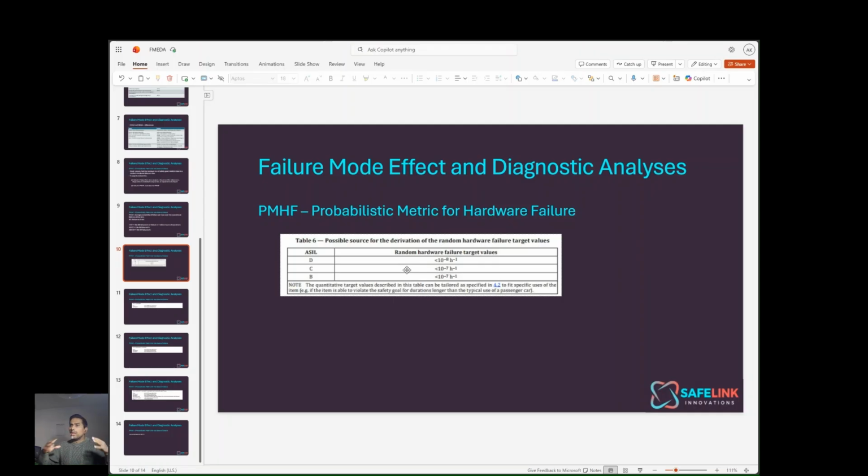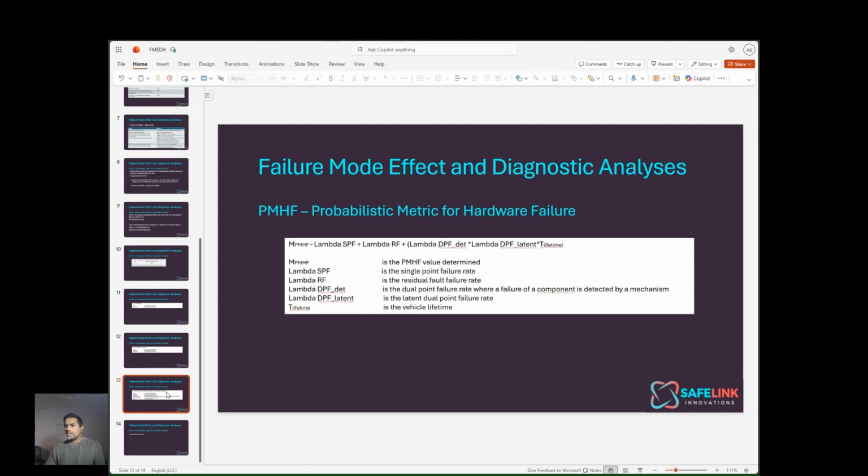Now, how do we do our calculations to achieve this target? Well, first of all, there is a formula for this. The total probability of failure should be less than 10 FIT or 100 FIT, depending on the ASIL. Now, let's break this formula down. This formula consists of three components. There is a lambda SPF, there is a lambda RF, and then there is this bigger component.